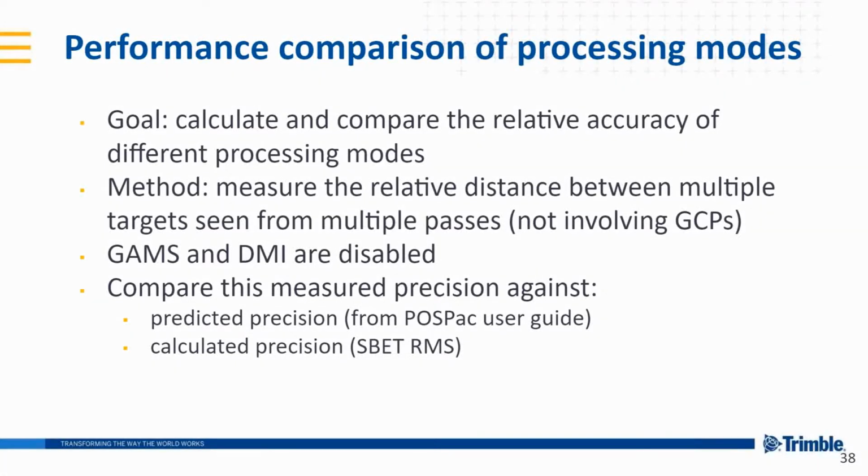So we only compare the relative accuracy. In this test, both the GAMS and the DMI are disabled. We compare the measured precision against the predicted precision from the POSPac user guide, and against the calculated precision from the aspect RMS.